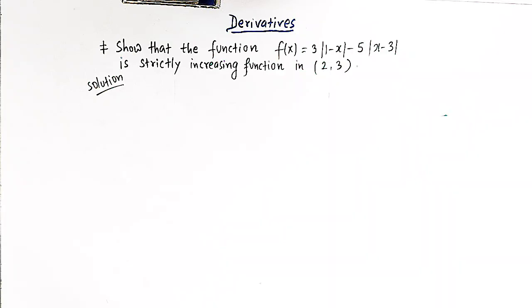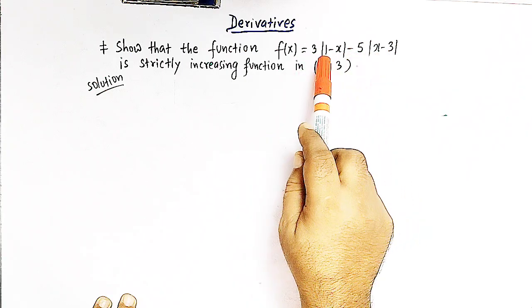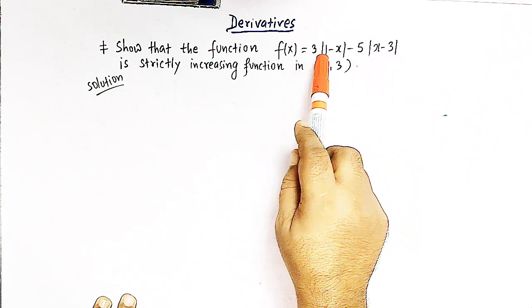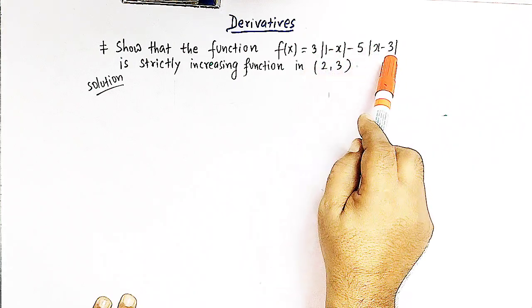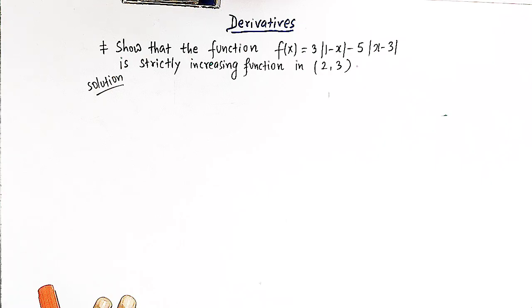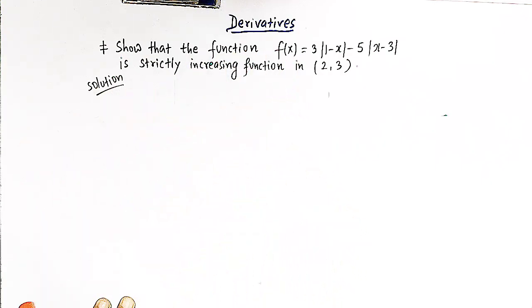Hello viewers, in today's session we are going to discuss another important and conceptual problem from derivatives. Here we are given a function f of x that is a combination of two mod functions. We have 3 times mod of 1 minus x minus 5 mod of x minus 3, and we have to show that this function f of x is a strictly increasing function in the open interval 2 comma 3.